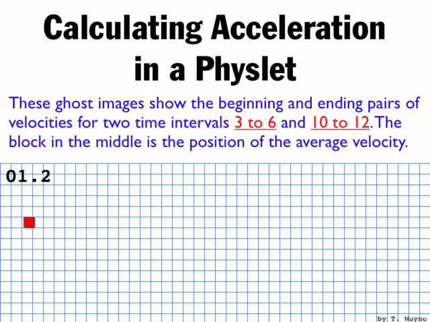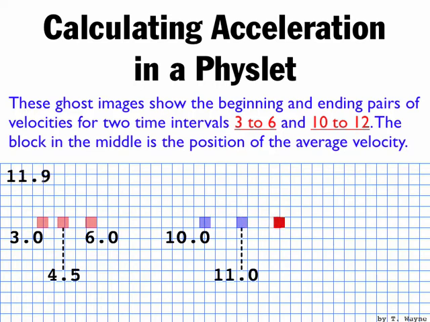So here in this little animation, I've got these ghosting images that are going to appear. And they're going to define our time intervals. So we're going to define our time intervals to be 3 seconds and 6 seconds, and then 10 seconds and 12 seconds. Remember, the average velocity in a time interval is equal to the exact instantaneous velocity midway through the time on the time interval.